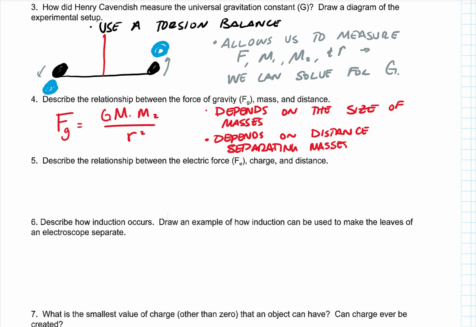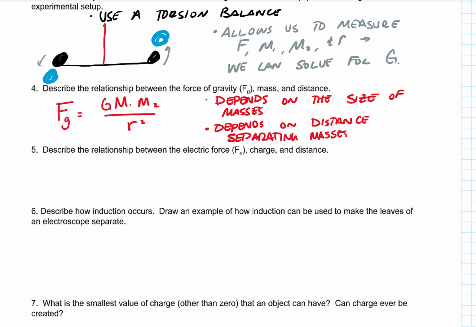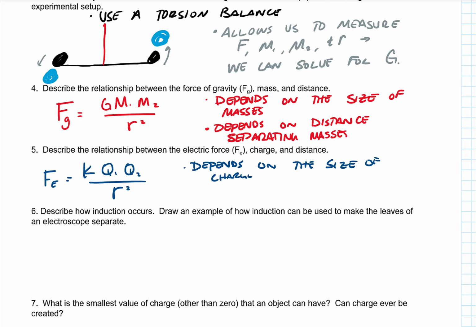Describe the relationship between the electric force, charge, and distance. So for the electric force, we have K, Q1, Q2 over the distance separating them squared. We can see here that it depends on the size of the charges, and it depends on the distance separating the charges.